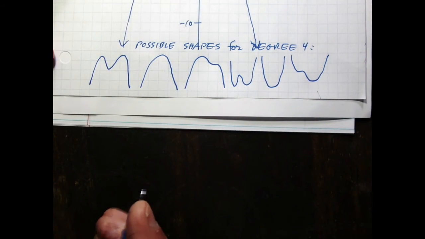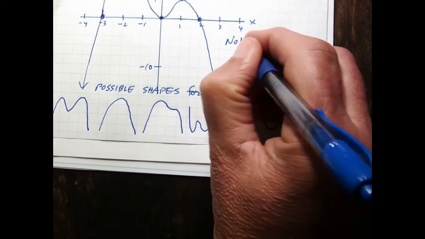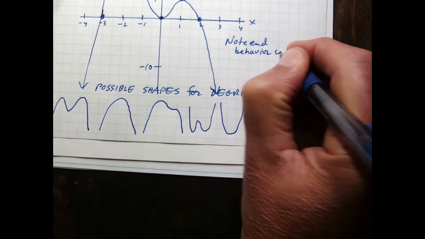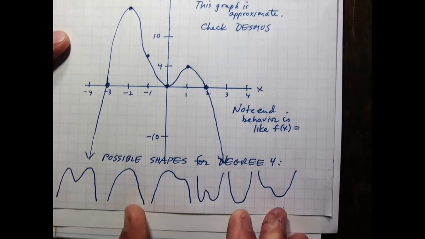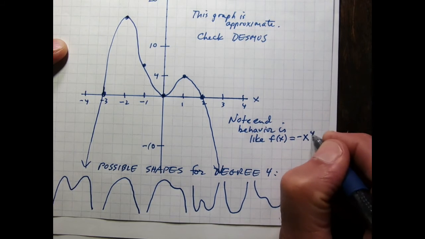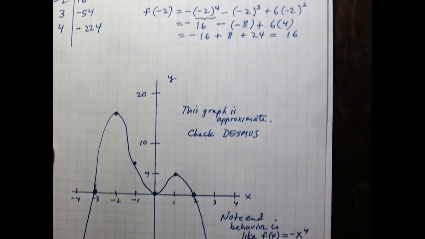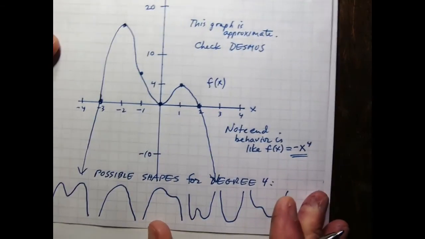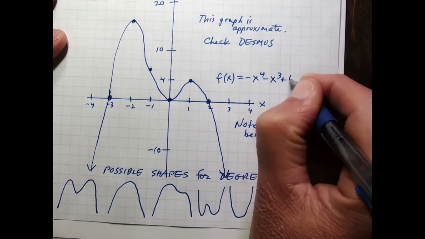Oh, and I want to make one note about all of these: note the end behavior. For our example, the end behavior is like f of x equals minus x to the fourth, right? And that's because, let's just go back to the expression for this function. Maybe I better write it here right next to our graph. This was f of x equals minus x to the fourth minus x cubed plus 6x squared.